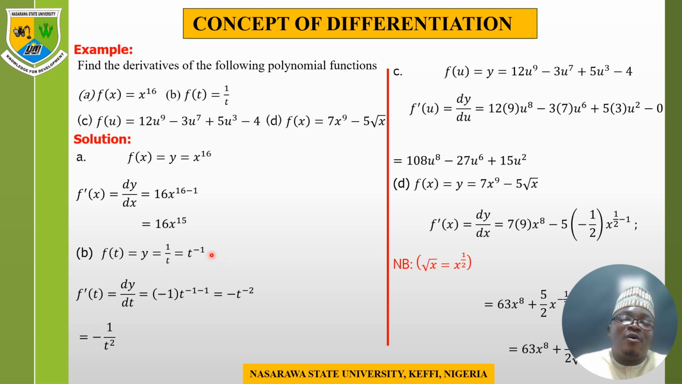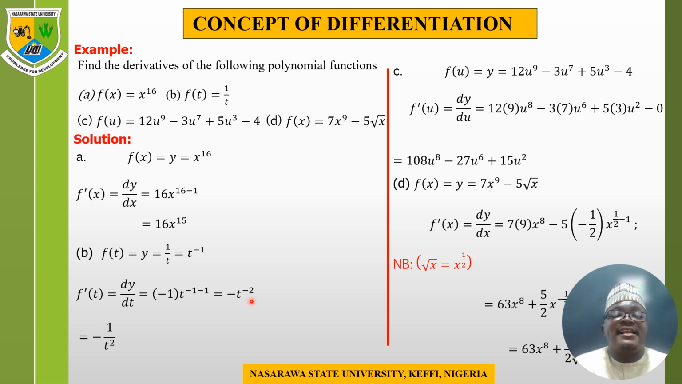And remember, when we are multiplying the power of t, which is minus 1, with the coefficient of t, we get minus 1, which is this one. Look at it here. Minus 1 times the whole of this, we are going to have this. Then when we change this one to a fraction, we are going to have 1 all over minus t raised to the power of 2. That is how we got this one.